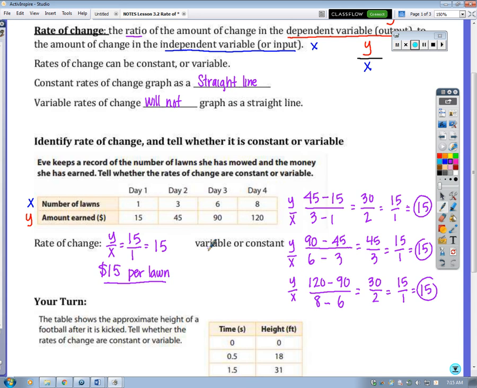And this, is it variable or constant? Well, we have 15, 15, 15. It does not change. That would be constant. If we were to graph this, it would be making a straight line as well.